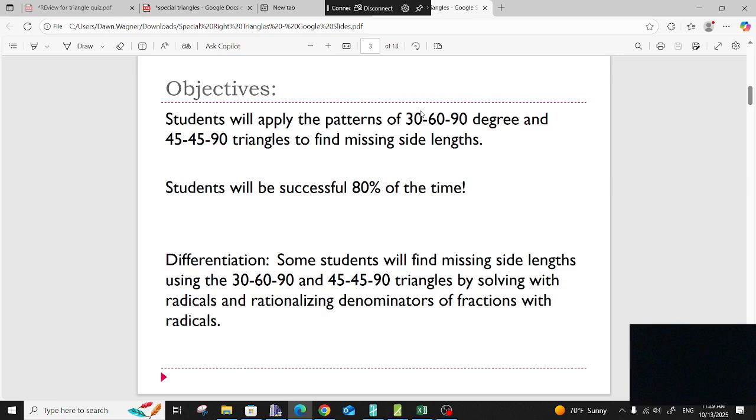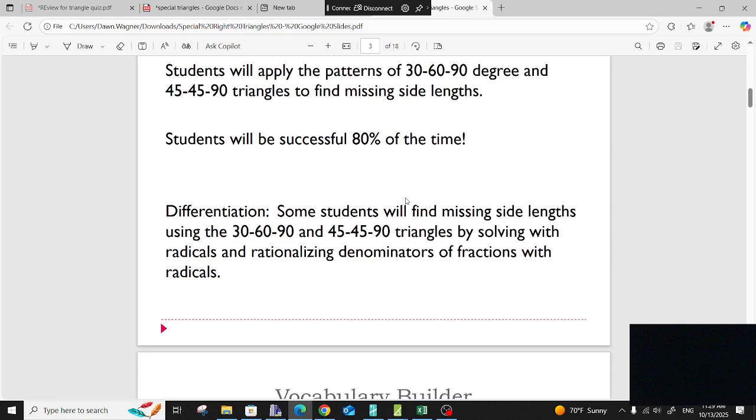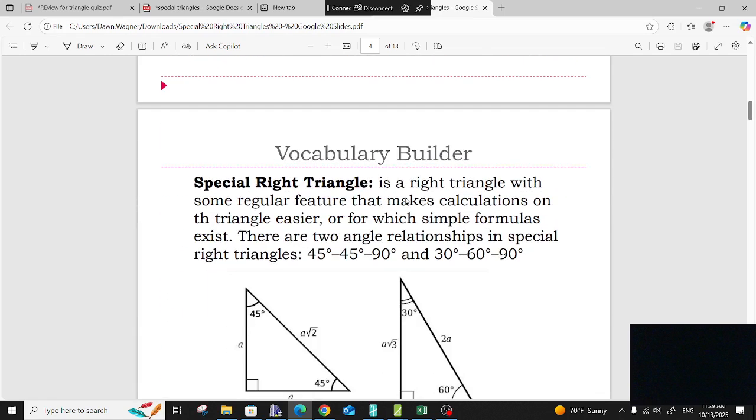So the whole idea of that exploration is to learn the patterns of 30, 60, 90 triangles and 45, 45, 90. We use that to be able to find missing sides of triangles. This only works for right triangles. We also will use this to find areas of regular polygons in the near future. So once you learn it, don't forget it because we come back to it.